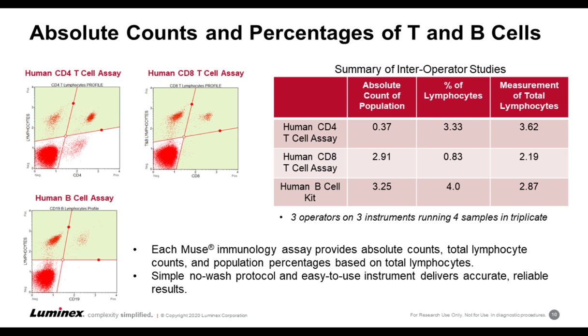The Muse immunology assays are powerful assays that provide a lot of very valuable information on T and B cells in blood or PBMC samples. There are specific separate assays for CD4 T cells, CD8 T cells, and B cell determination, and each assay provides absolute counts of the populations, total lymphocyte counts, and population percentages based on total lymphocytes. The assays employ no-wash protocols, and the easy-to-use instrument delivers accurate, reliable results.